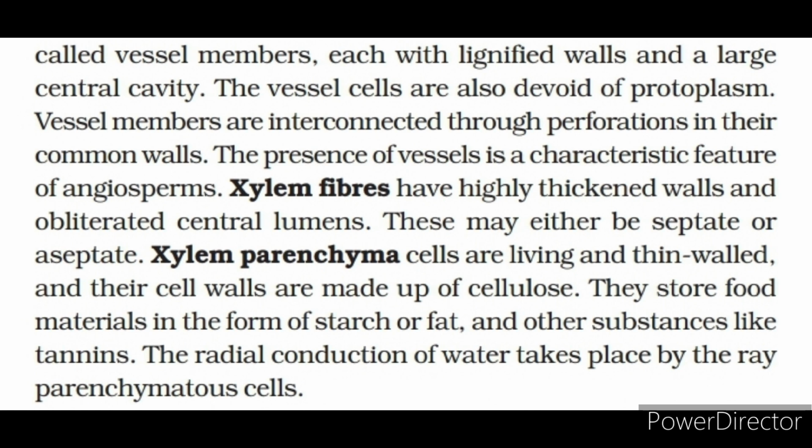Xylem fibers have highly thickened walls and obliterated central lumens. These may either be septate or aseptate. Xylem parenchyma cells are living and thin-walled, and their cell walls are made up of cellulose. They store food materials in the form of starch or fat and other substances like tannins. The radial conduction of water takes place by the ray parenchymatous cells.